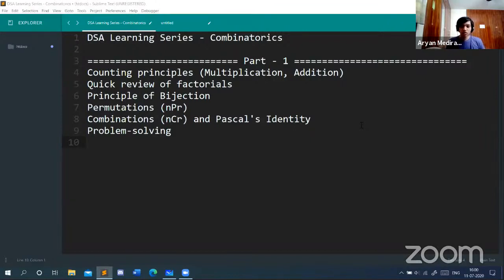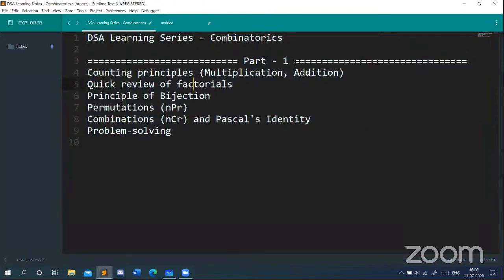So today we're going to take up combinatorics, and I hope my screen is visible now. Combinatorics is not an algorithm or a data structure, and yet we're discussing it in DSA. Why is that? It's because combinatorics is a part of mathematics that will help us solve problems of a very specific type, which is something we often come across.